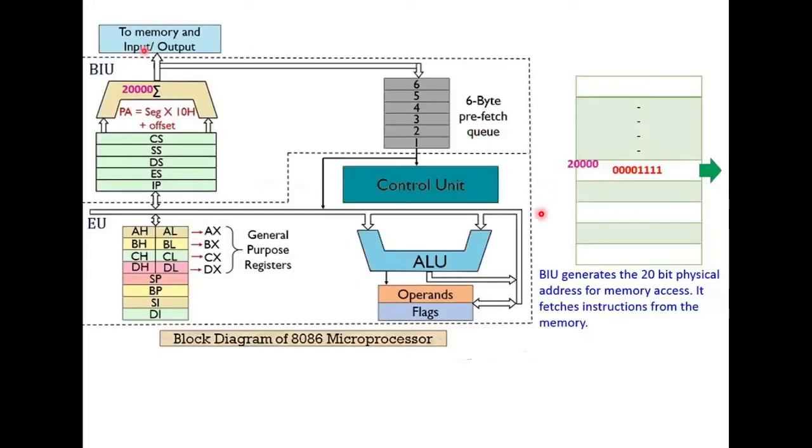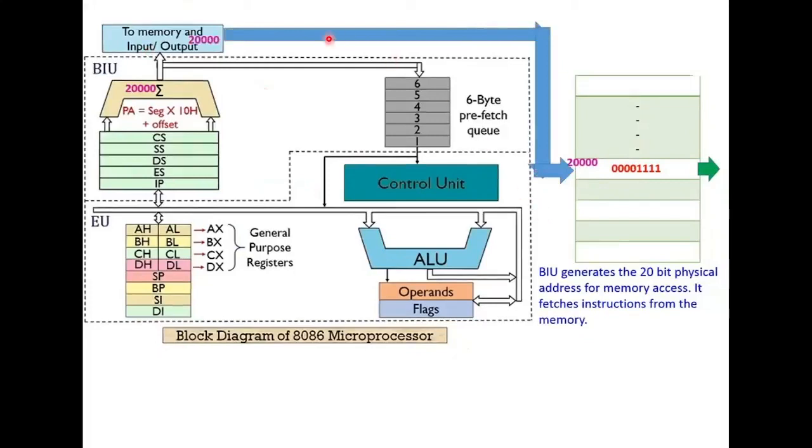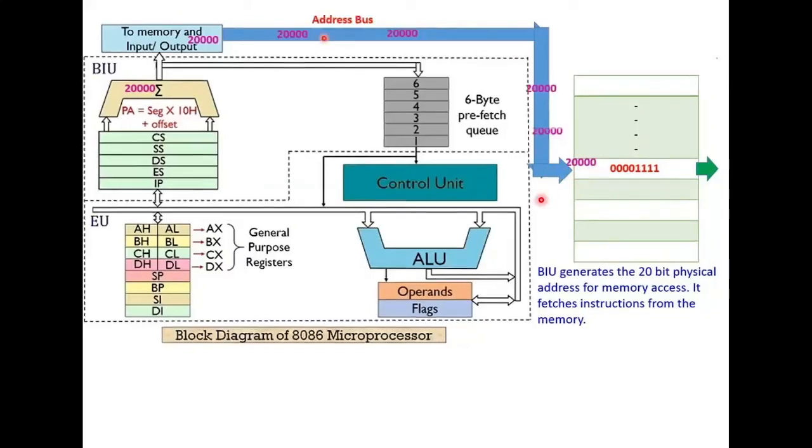Okay, now for that we need to use which one? Address bus we need to use. See, this address bus is connected. Now 20000 is this address bus going to track the memory location. Which memory location? 20000 memory location. See this address is flowing in this 20-bit address bus, right? This can carry a 20-bit address, right? So now it reaches that particular memory location.